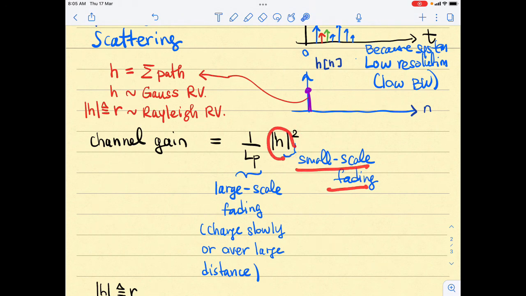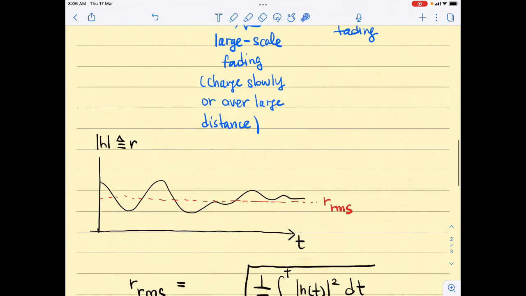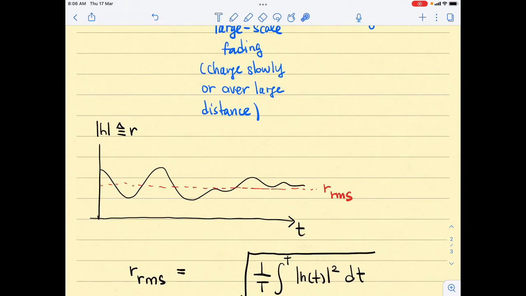So we're going to look at the magnitude square of the channel gains, mainly because this changes faster. We're going to assume that LP stays relatively constant, while the small scale fading changes with time at a much faster rate. Now, if we do a simulation, looking only at the magnitude of the channel gains in the time domain, we might see something like this.